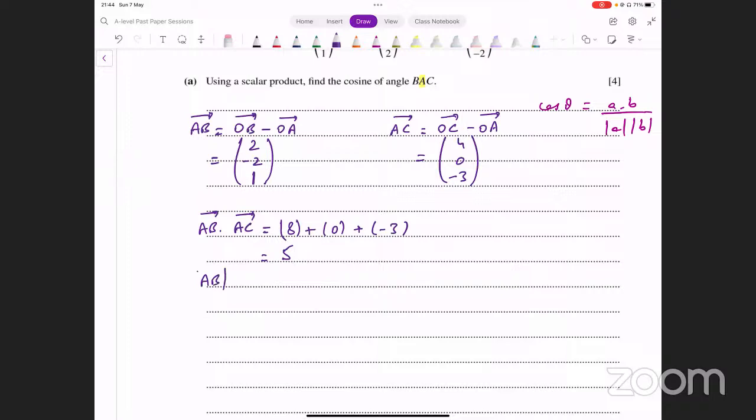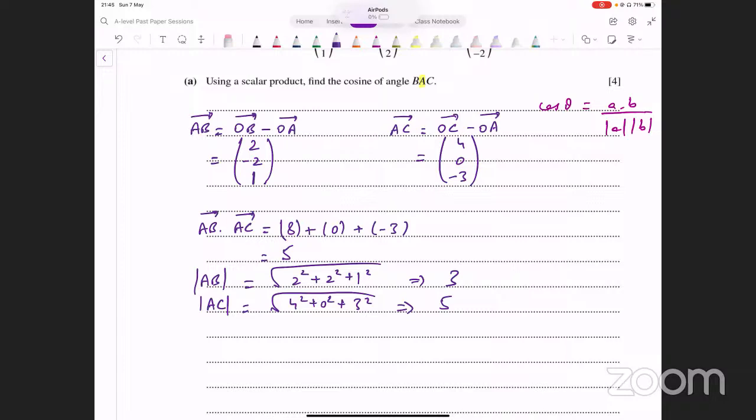Let's find the magnitude of AB. That's going to be square root of 2 square plus 2 square plus 1 square. And that turns out to be square root of 9, which is 3. That's the magnitude of AB. What about the magnitude of AC? Square root of 4 squared plus 0 squared plus 3 squared. And that turns out to be square root of 25, which is 5. We have the magnitudes of both those vectors now as well, 3 and 5.